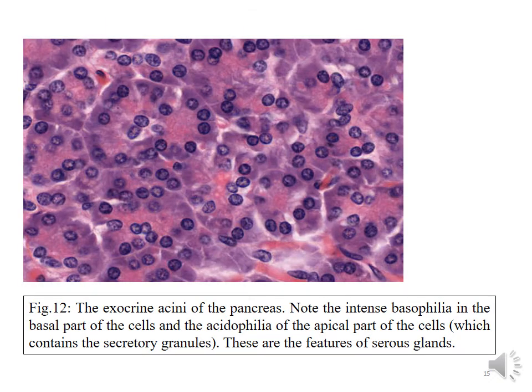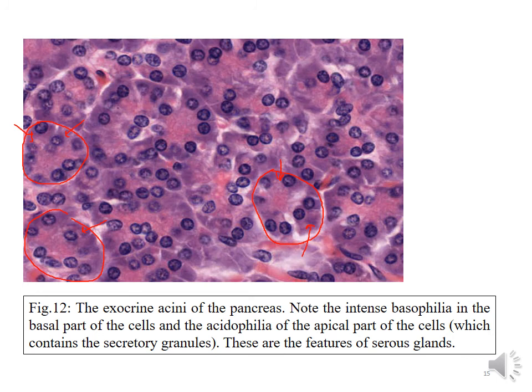This is a magnified view of the exocrine portion of the pancreas. Here we have an acinus, and here there's another example. So all these are acini of the pancreas, and they have the typical features of serous acini. We have intense basophilia in the basal part of the cell. So the basal part of the acinus is intensely basophilic.